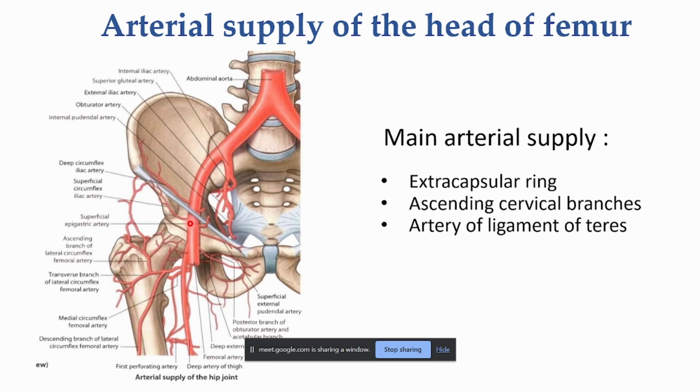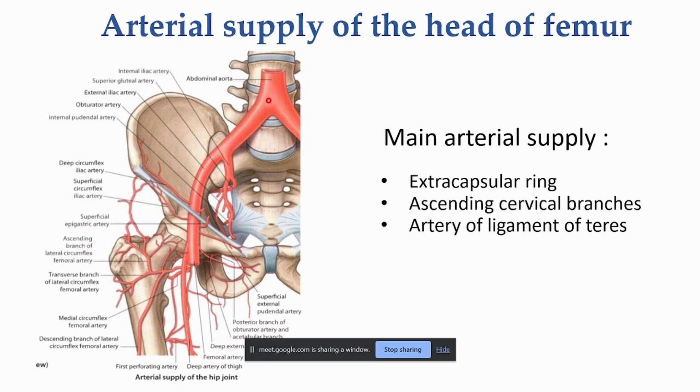Moving on to the arterial supply of the head of the femur, there are four major arteries supplying the neck region of the femur. These are the medial and lateral circumflex femoral arteries, the artery to the ligament of Teres, as well as the gluteal arteries. Now we'll look at the origin of these arteries.